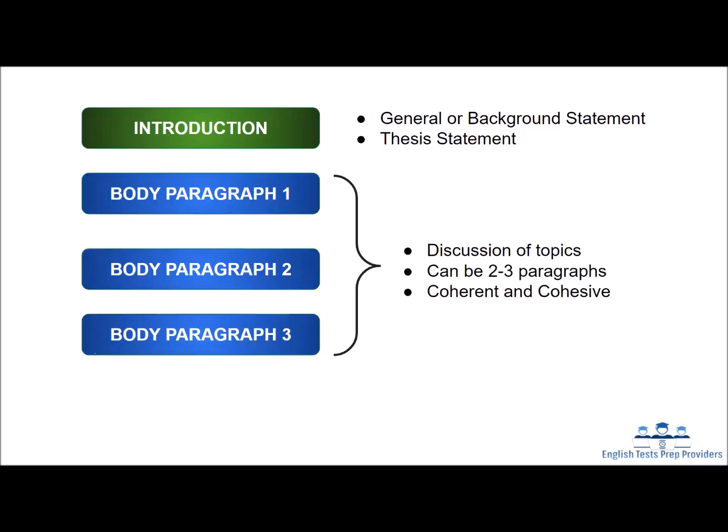Next, the body paragraphs for the IELTS essay have a minimum of 2 paragraphs, 2 to 3 or 2 to 4. You don't have to write very long paragraphs or 5 body paragraphs, because remember, you have only 40 minutes to finish your IELTS essay.